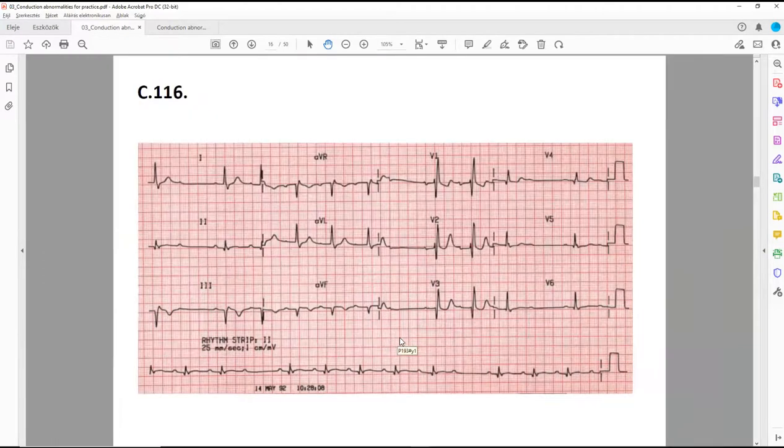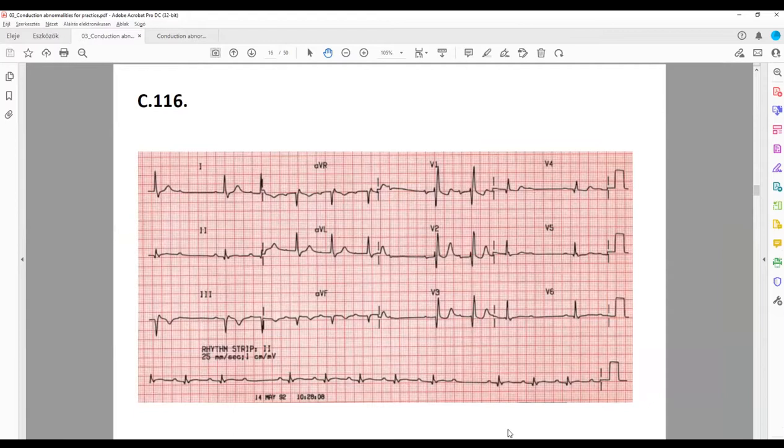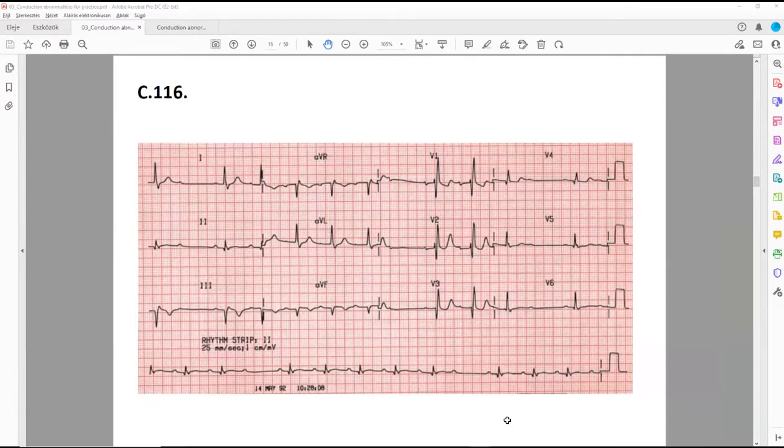116. Anybody has 116? I'll check it. Yes. Liel, or maybe he's not here, or she is not here.